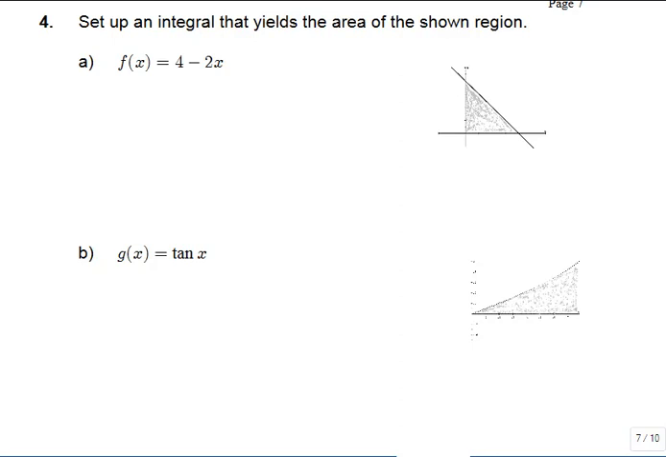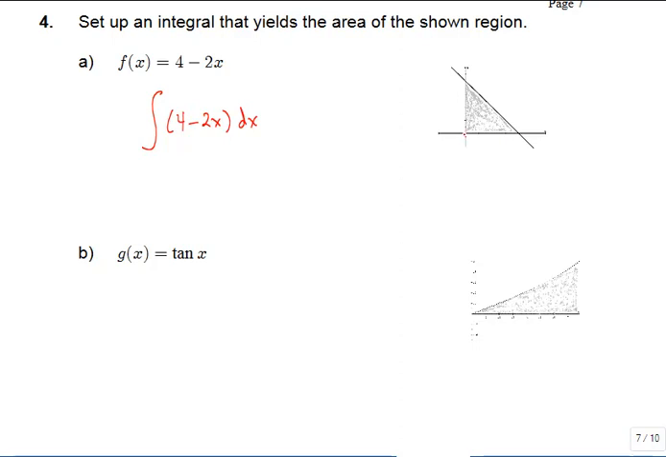So here we have the line 4 minus 2x, and we want to find the integral that represents this shaded triangular region. So the definite integral is going to be the integral of the function that you're trying to find the area of. So that would be just this 4 minus 2x. The problem is we don't know what bounds to use. So we either need to look at our picture, which it's kind of hard to see the scale on there, or we need to figure out what those bounds should be.